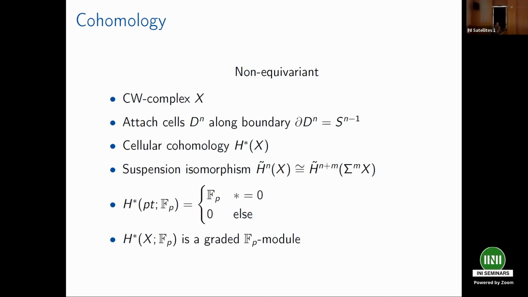Maybe a really nice abelian group to choose is to work with coefficients in a field, say Fp. Then the cohomology of a point is just Fp in degree 0, and 0 everywhere else. That means that the cohomology of any space is a graded Fp module, so just a graded vector space.